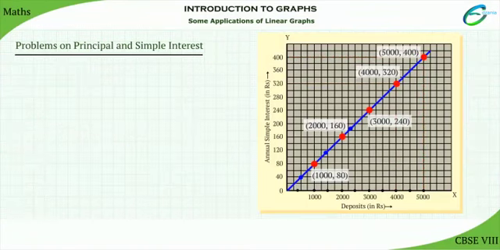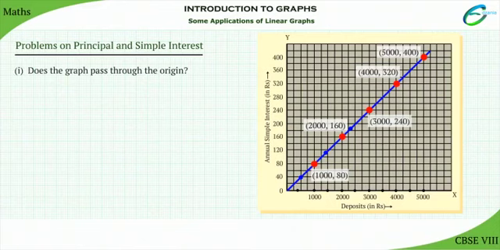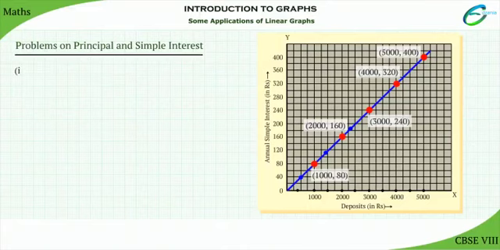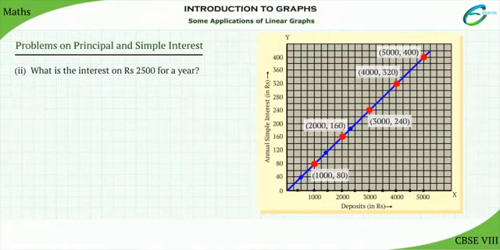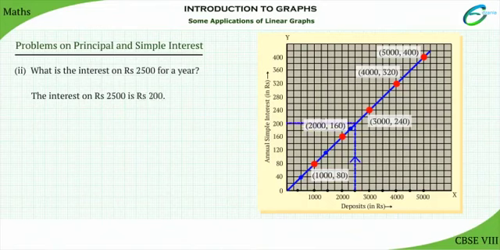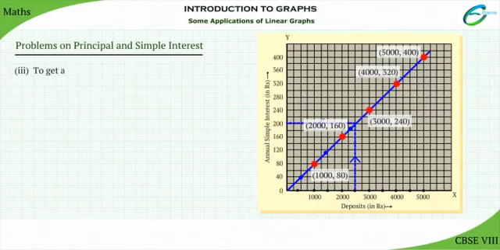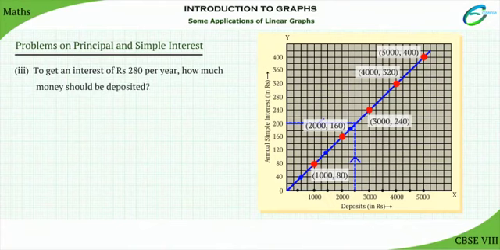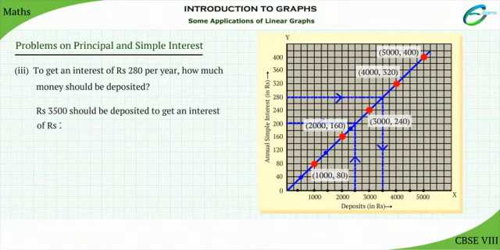Let us now answer a few questions from the graph. 1. Does the graph pass through the origin? Yes. From the graph, it is clear that the graph is passing through the origin. 2. What is the interest on rupees 2,500 for a year? The interest on rupees 2,500 is rupees 200. 3. To get an interest of rupees 280 per year, how much money should be deposited? Rupees 3,500 should be deposited to get an interest of rupees 280.